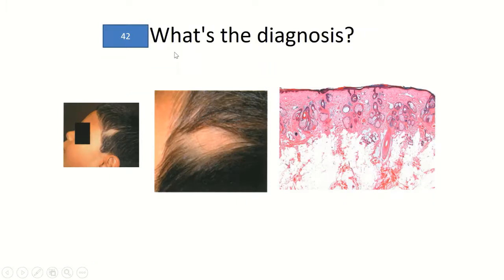What's the diagnosis? Question 42. It's another question on triangular temporal alopecia that emphasizes the dominance of vellus hairs over terminal hairs in histopathology. Interestingly, triangular temporal alopecia is more common on the left side rather than the right, as you see here in this case.